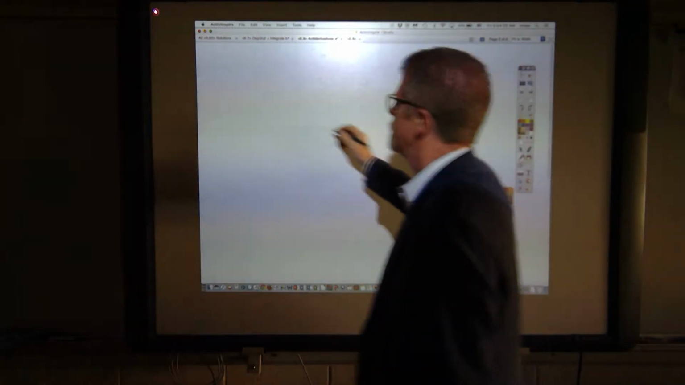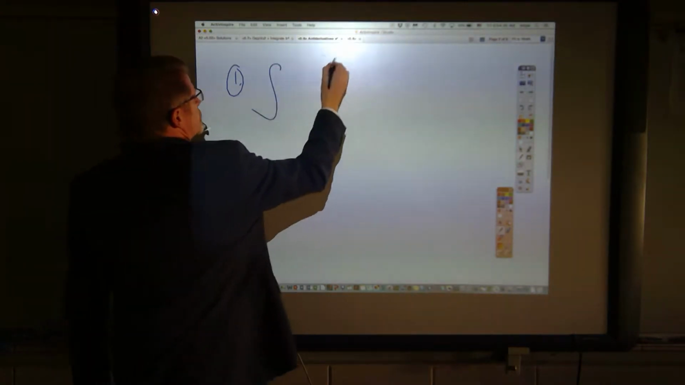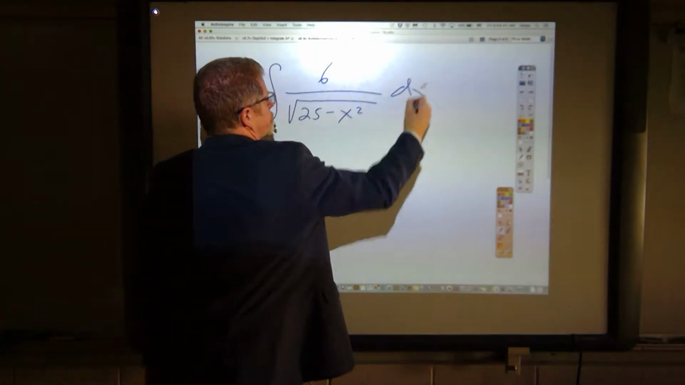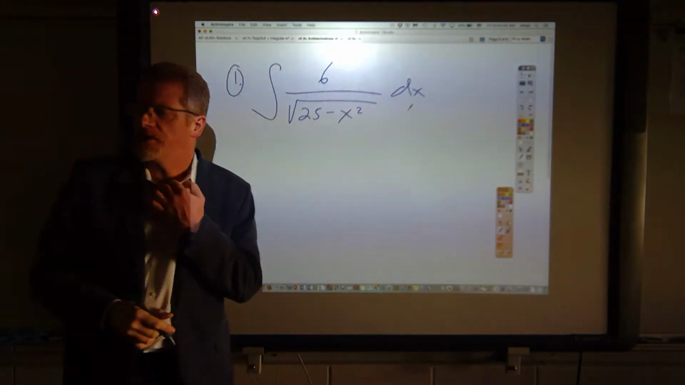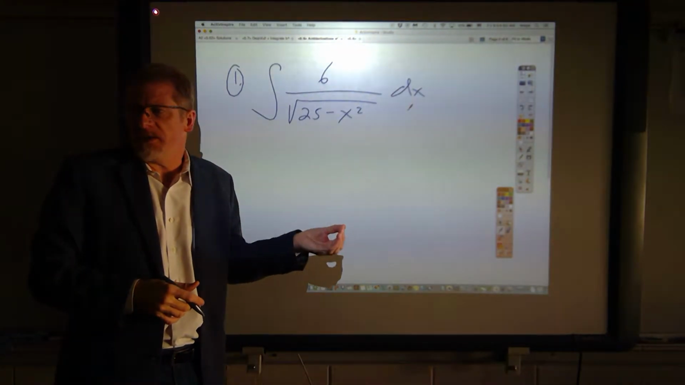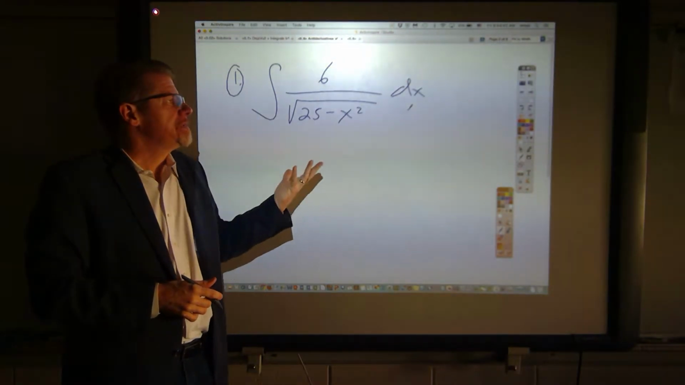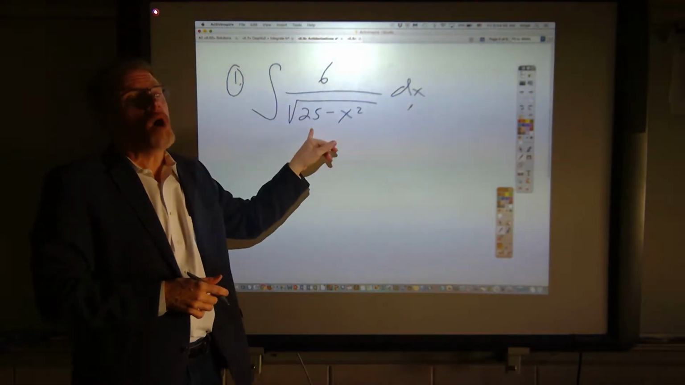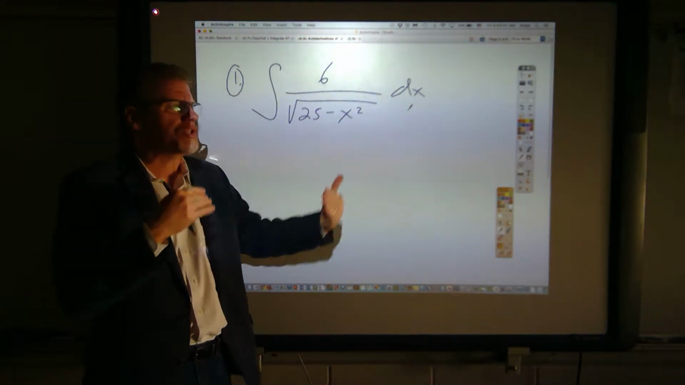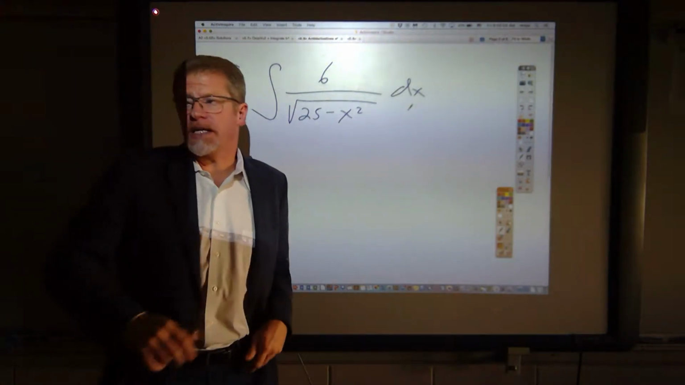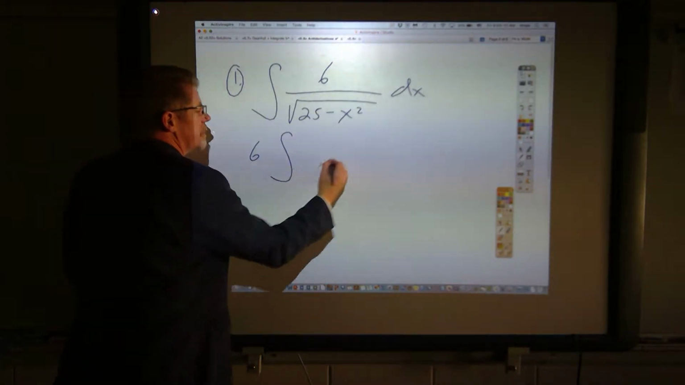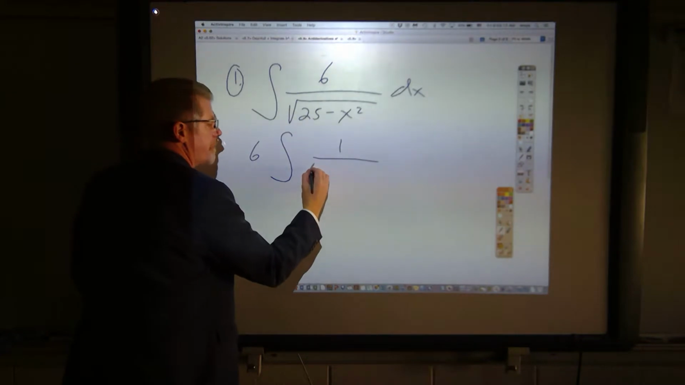Okay, example 1. In example 1, we're going to take the antiderivative of 6 over the square root of 25 minus x squared. To find the antiderivative of this function, we recognize, first of all, that it has some similarities to the derivative of arc sine x. I mean, the derivative of arc sine x is 1 over the square root of 1 minus x squared. Because of those similarities, there's some hope that we might be able to doctor this up so that it has that in there. Here's our first move. First, bring the 6 out front so we really do have the 1 up top.